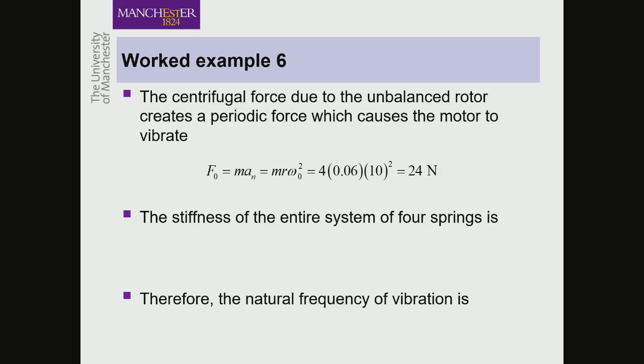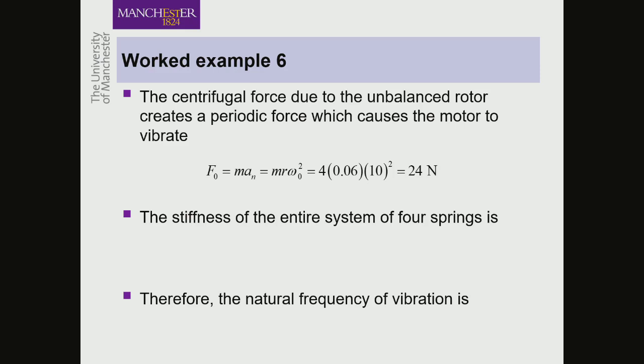R omega squared is our normal acceleration. So this means, again, this is now quite clear. We know what is M, we know what is R. R is the eccentricity or the distance from the center of the rotation, and omega zero is given to us as 10 radians per second. So, what does it mean? It means that during the rotation, this eccentricity gives us a 24 Newton force in vertical direction.